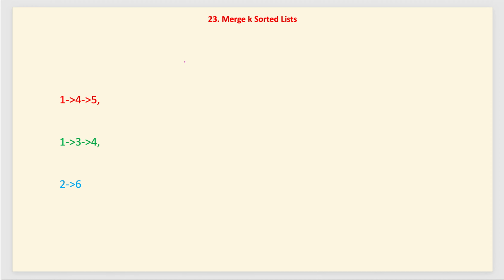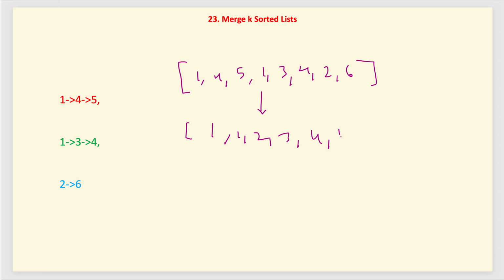So let's say if I am using an ArrayList, we will add all the values like 1 4 5, then followed by 1 3 4. We iterate all the linked lists one by one and add all the values into it. So once we add all these, then we will sort all the integer elements in this list. So this will become 1 1 2 3 4 4 5 and 6. So after sorting we will have these integer elements like that. Then we can construct the linked list by using these values one by one.